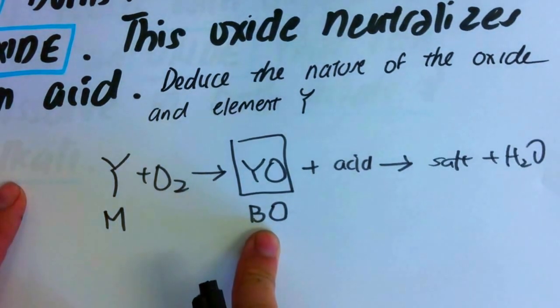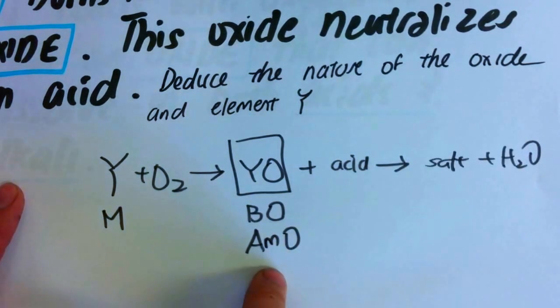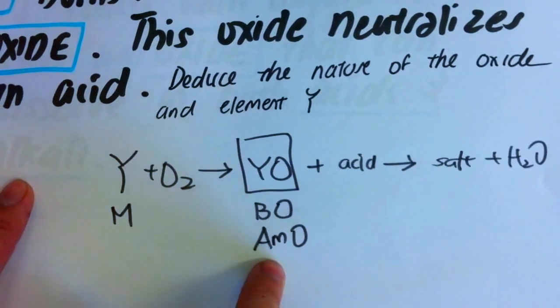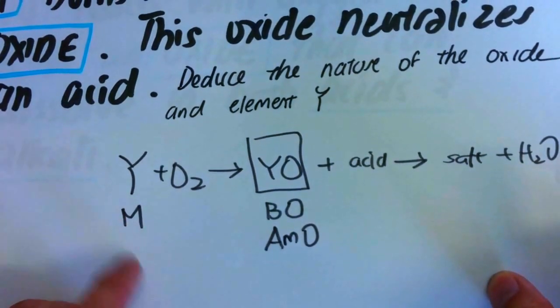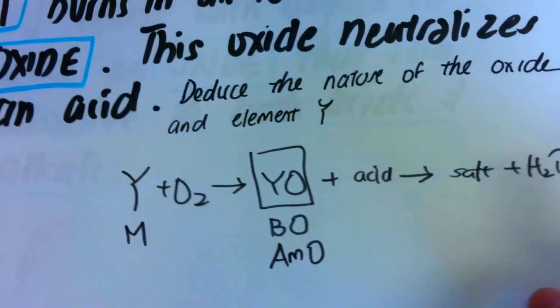Can this be an amphoteric oxide? Yes, this can be an amphoteric oxide as well. Amphoteric oxide can react with both acids and alkalis. So there's a possibility, and both will give you a metal. So the nature of Y will be a metal. It's either a basic oxide or an amphoteric oxide.